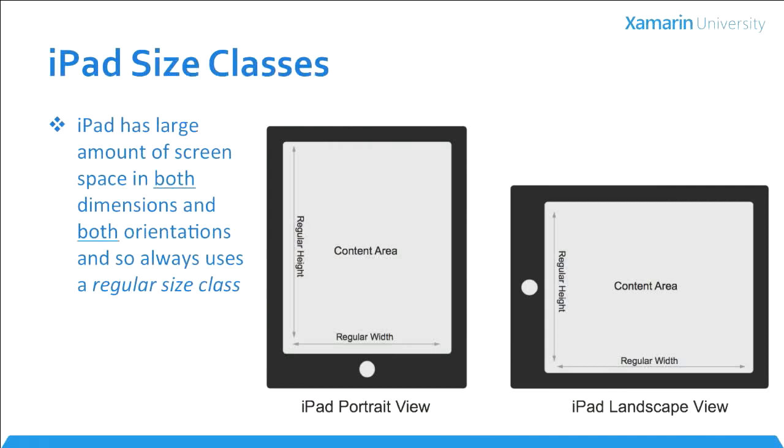Now I turn my iPad to landscape. Well, of course, there's lots of width for my content. And again, that's a very comfortable way to view web content, but there's still plenty of height. So again, in portrait or landscape, the iPad is comfortable in both dimensions. And so it's actually considered regular in both dimensions regardless of orientation. And so our size classes don't change when we rotate the device.